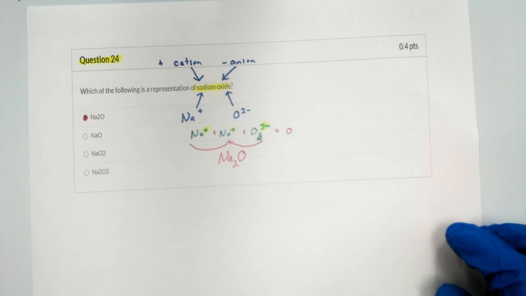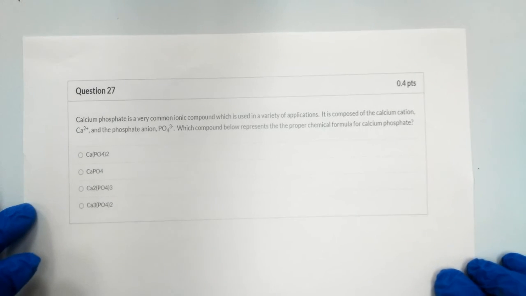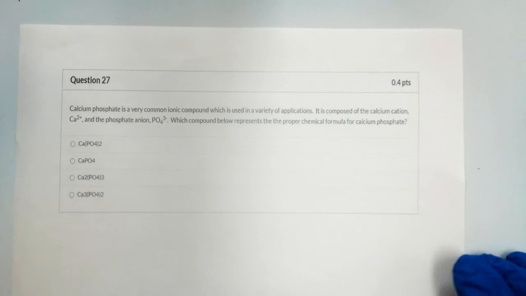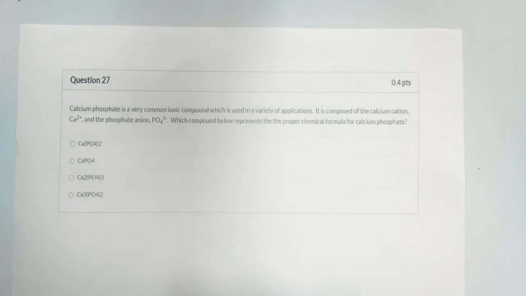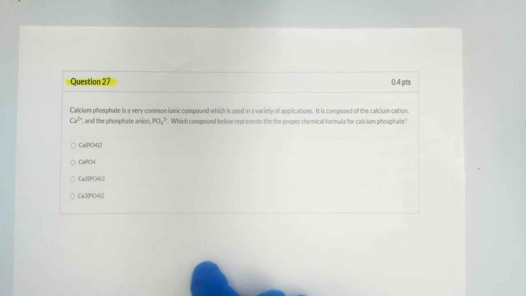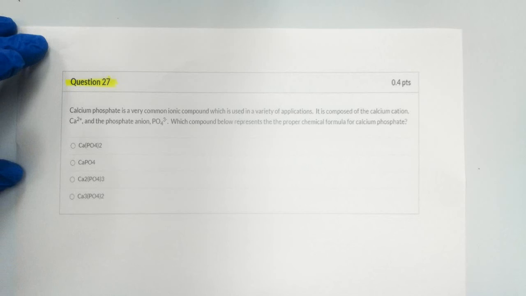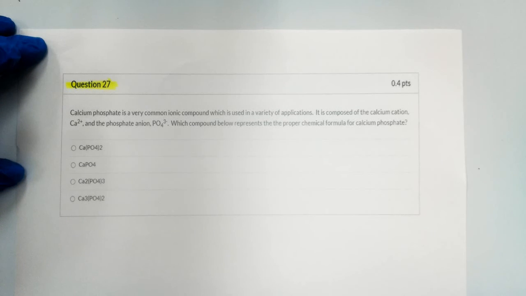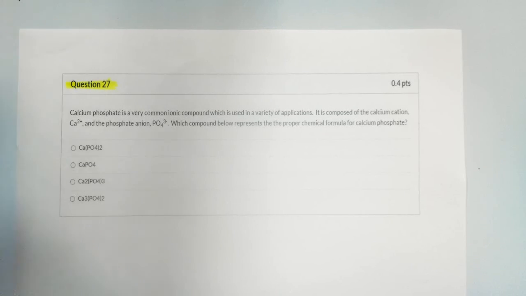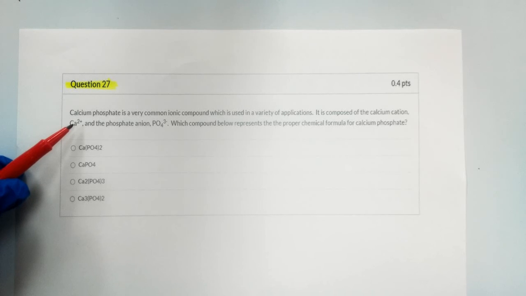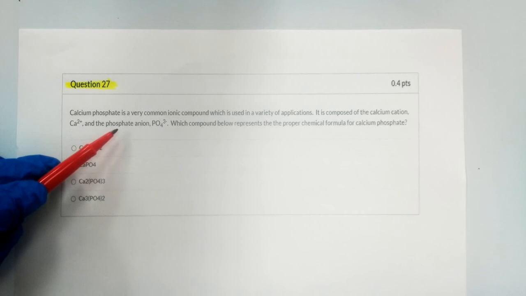Okay, moving right along. We're almost done. Let me go now to question number 27 from your homework assignment number 2. It says calcium phosphate is a very common ionic compound, and I've given you a clue there. It's going to be composed of ions, and it is used in a variety of applications. Calcium phosphate is composed of the calcium cation, and I gave you the formula. There it is. And the phosphate anion.